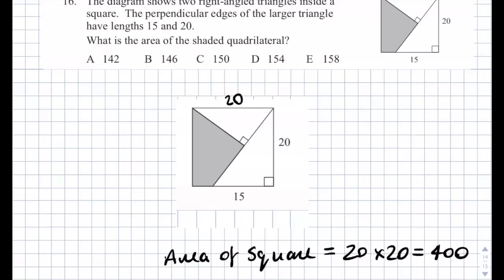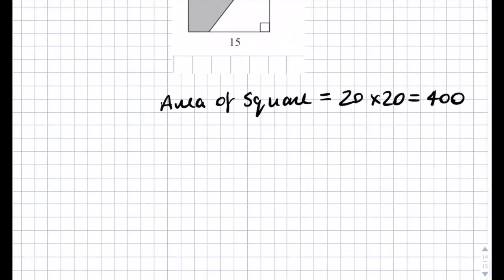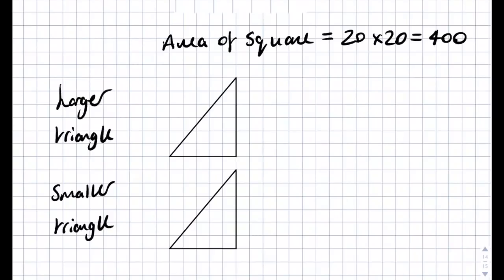We could work out what the area of this larger triangle is by taking half base times height of 20 and 15. But we need to find out what the opposite and adjacent sides of the smaller triangle are. So what I'm thinking is, because this smaller triangle's hypotenuse is 20, and the larger triangle also has a side of 20, we can take these to be similar triangles. So if we draw out 2 separate triangles.